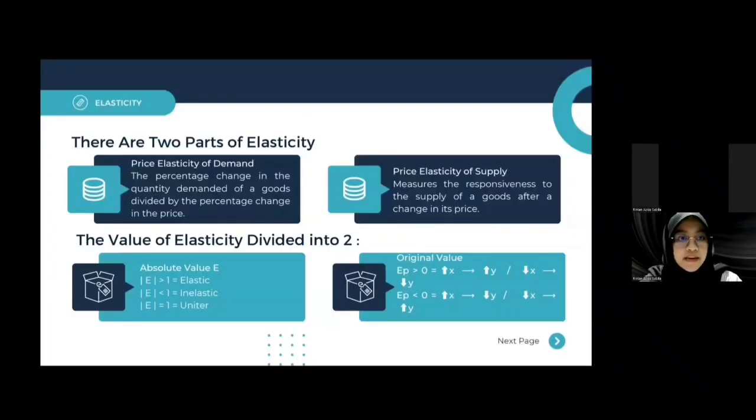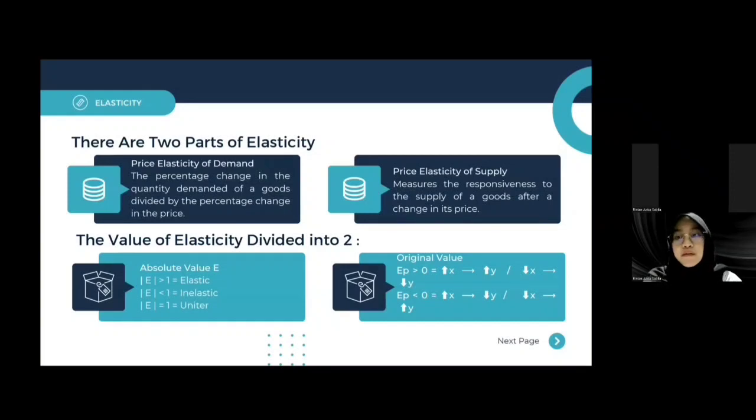I will explain about partial differential elasticity. There are two parts of elasticity. The first one is price elasticity of demand. The percentage change in the quantity demanded of a good divided by the percentage change in the price. Second is price elasticity of supply. Measures the responsiveness to the supply of goods after a change in its price.